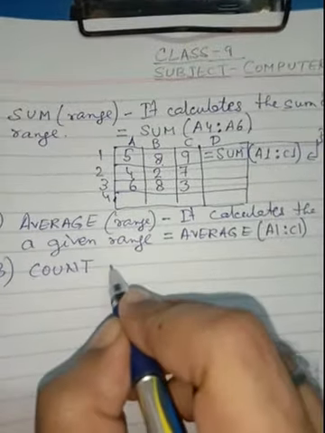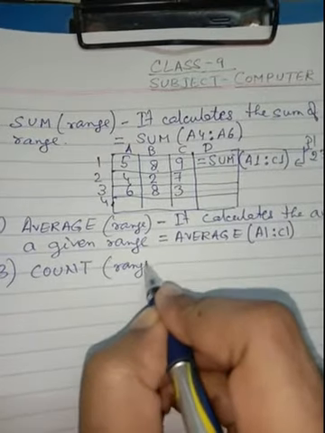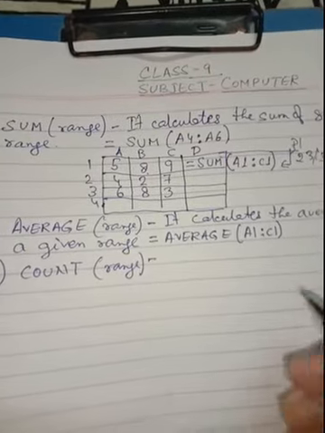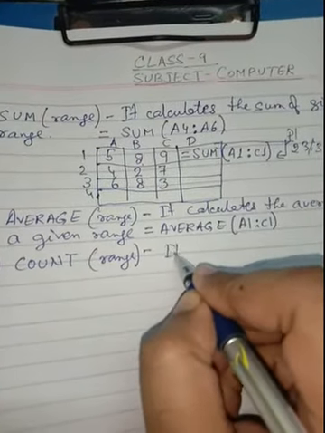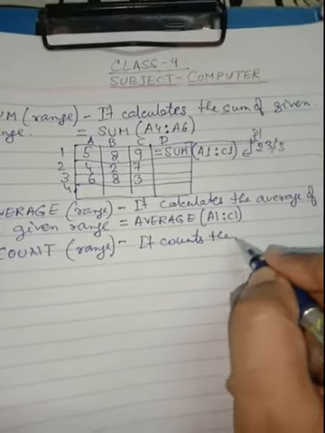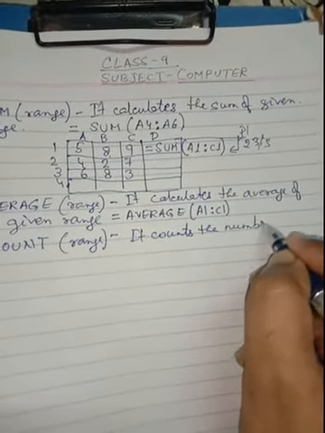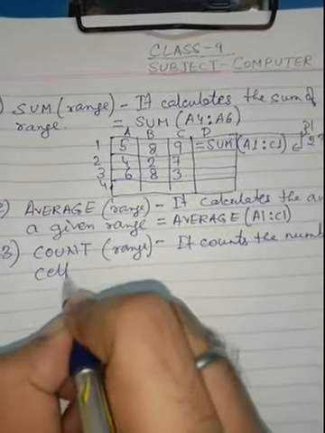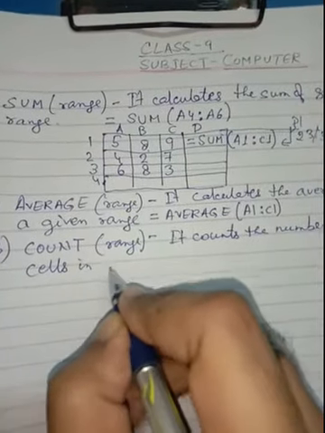Next, we have the function count. In count also we have to give the range. So what does it do? It counts the number of cells in a range.